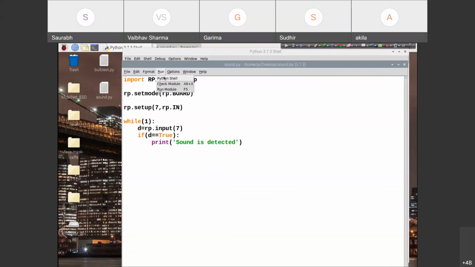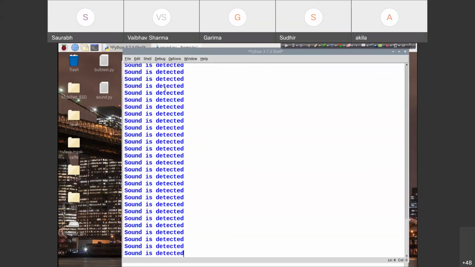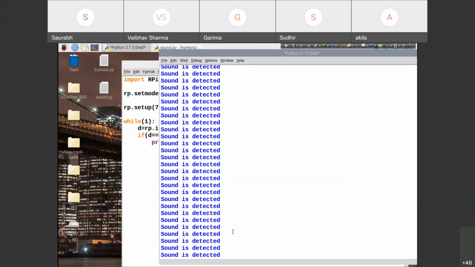If I run this module, sound is detected, because whatever I'm speaking, it's taking some of the values. Let me control that VTH, right? Let me decrease or increase that VTH basically. Yeah, so now the sound sensor is quite sensitive. Whenever I'm speaking, it will be continuously going on. If I stop my voice, it will stop.